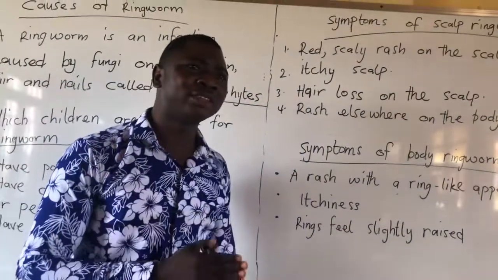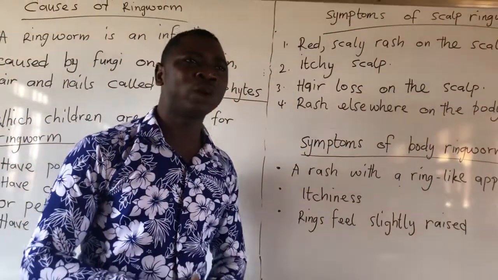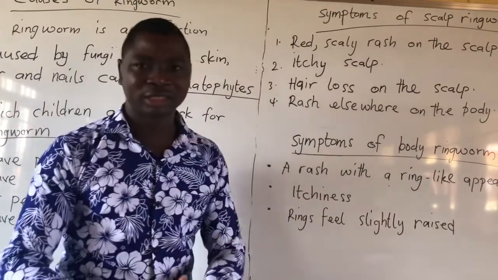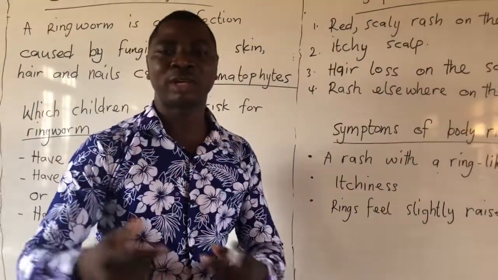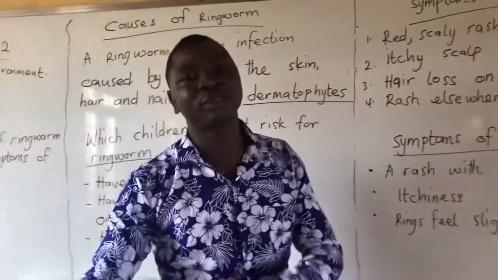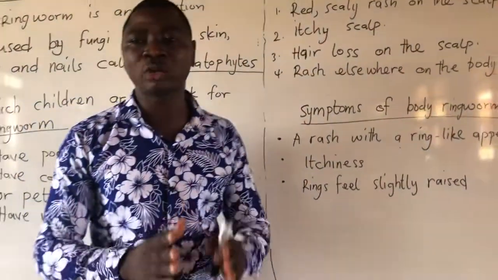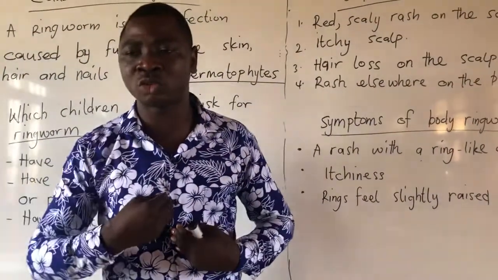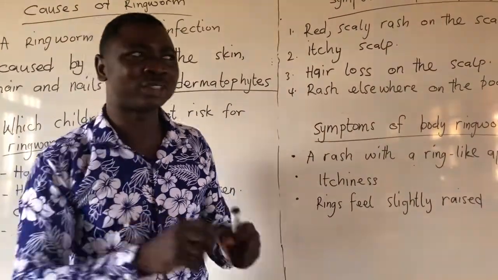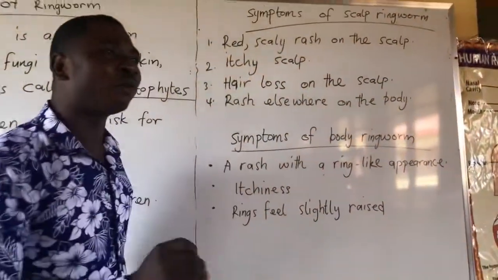So this disease, as we are talking of, is a contagious disease. When I mention the word contagious, it means that it can spread through personal contact with another person. So when your friend has the disease, the ringworm, you can also get it. When you have the disease and your friend comes closer and contacts you, your friend will also get the disease. So these are some of the symptoms of scalp ringworm.